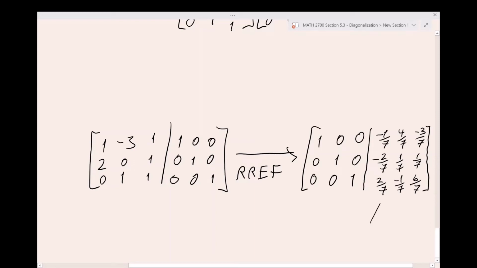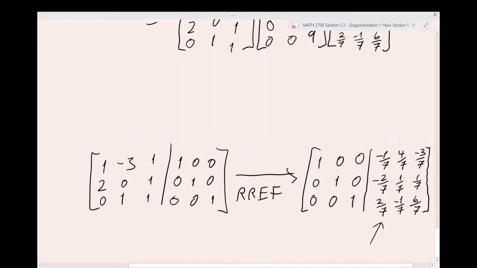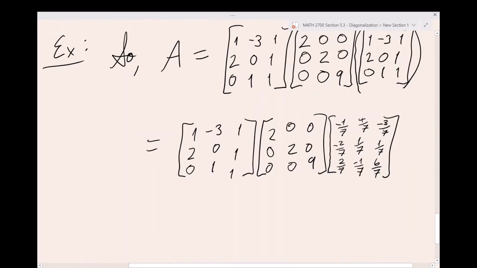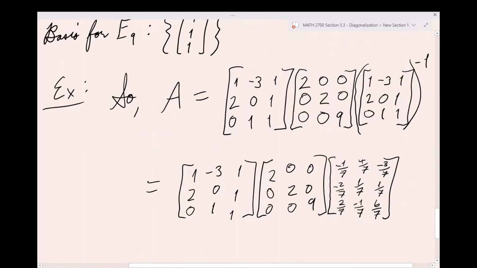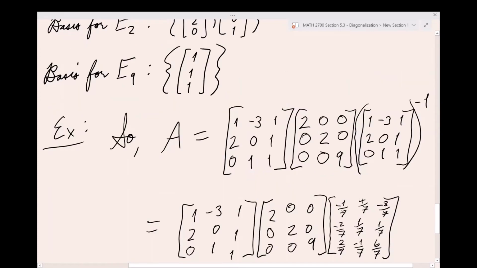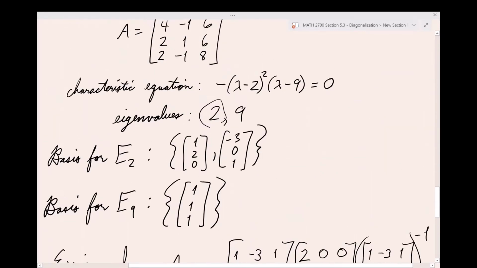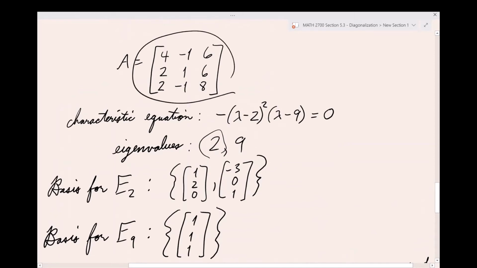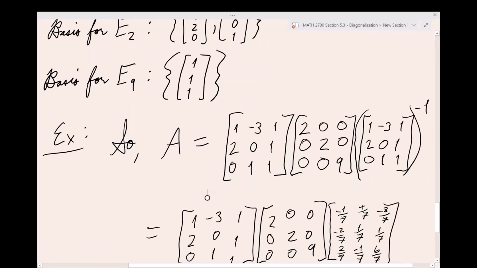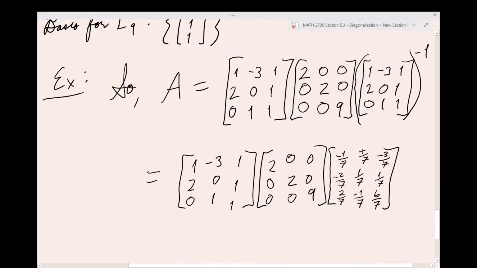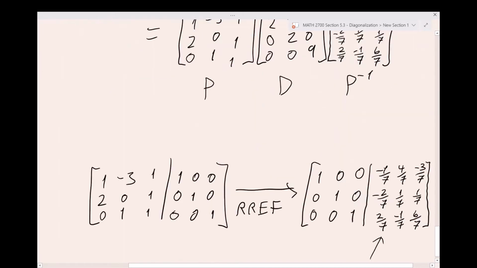So that matrix at the end, there's the inverse there. So if you have to, you can compute an inverse, plug it in right there. So that original matrix we had, that matrix A, up here, can be factored as the product of these three matrices, where we call that one the P, this is our diagonal matrix, and this is just P's inverse.